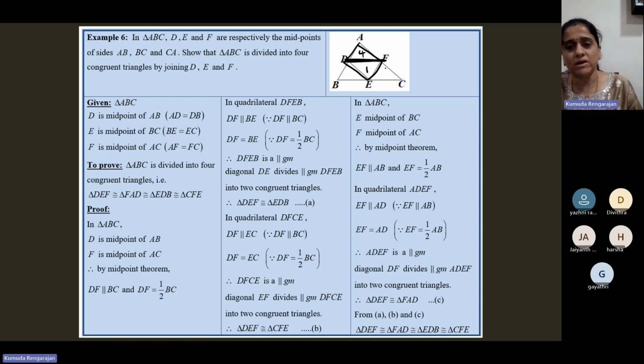So how do you show that this is a parallelogram? You can either show that this is parallel to this and this is equal to this, or that this is parallel to this and this is equal to this. Everywhere we prove that one pair of opposite sides is parallel and equal, so it's a parallelogram. So we'll have to prove 3 parallelograms here. We have 3 quadrilaterals, and we'll have to prove that those 3 quadrilaterals are parallelograms. And then use the property that the diagonal divides it into 2 congruent triangles.